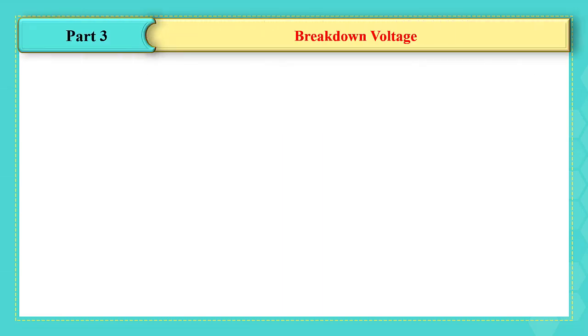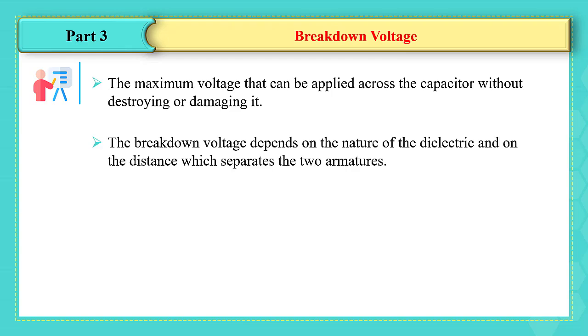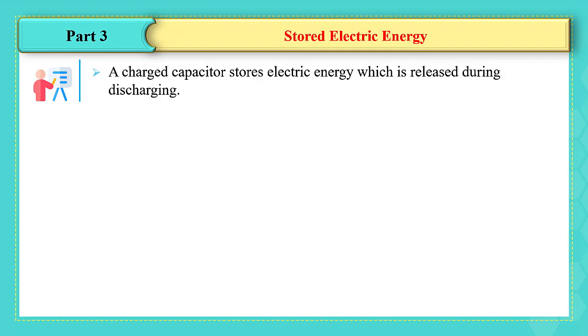A capacitor cannot tolerate any voltage, so we have to define the breakdown voltage, which is the maximum voltage that can be applied across the capacitor without causing destruction or damage to it. The breakdown voltage depends on the nature of the dielectric and on the distance which separates the two armatures. A charged capacitor stores electric energy which is released during discharging. But how can we calculate this stored electric energy?